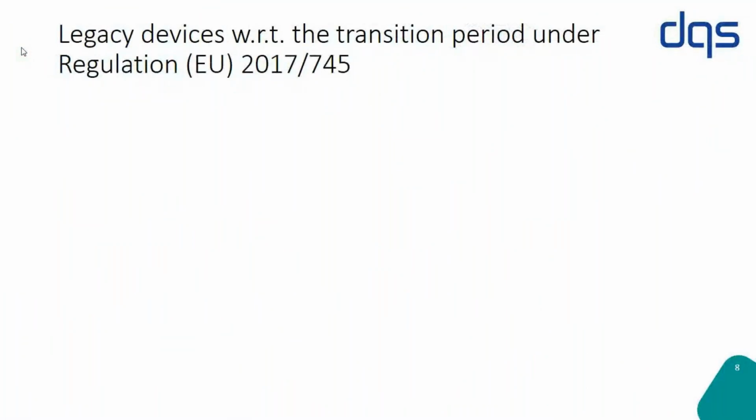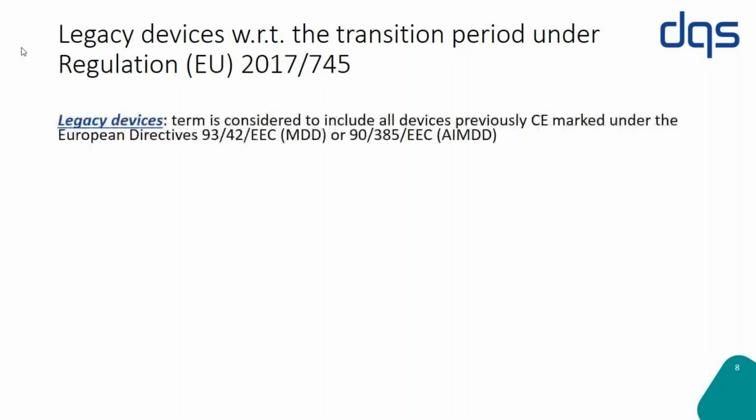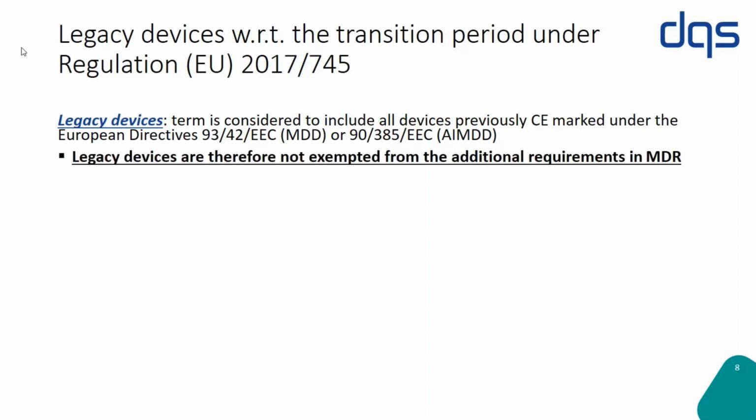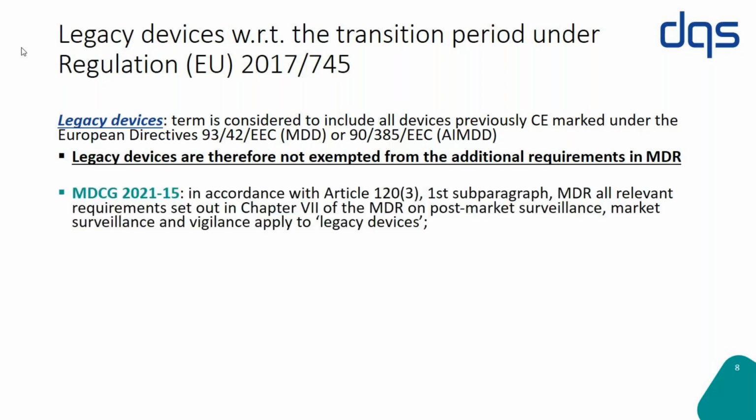When we talk about the new requirements, we have two parties: the legacy devices, as well as the newly requested devices under the regulation. To come closer to the term legacy devices, it is considered to include all devices previously CE marked under the European directives MDD or AIMD. The legacy devices, as mentioned before, are not exempted from the additional requirements in the medical device regulation. To get a closer look, I would recommend you take a look at the publications, the papers from the Medical Device Coordination Group.